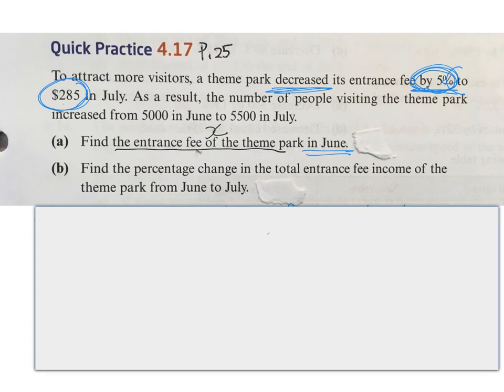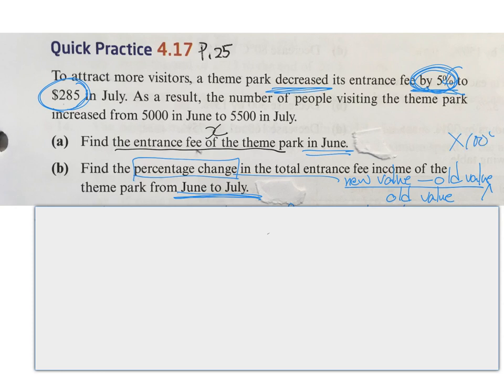Okay, now for part B. You are going to find the percentage change in the total entrance fee income of the theme park from June to July. So, as you're looking for the percentage change, the formula refers to the new value minus the old value, over the old value, or say the original value, and of course times 100%.